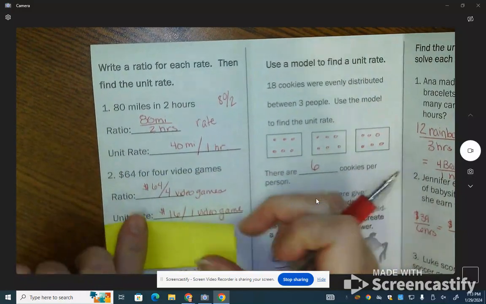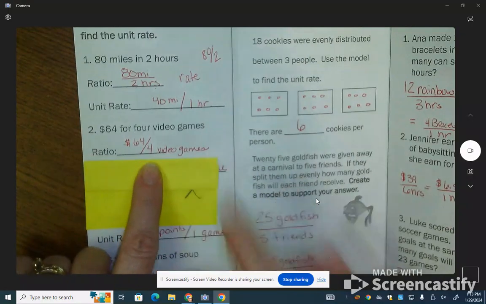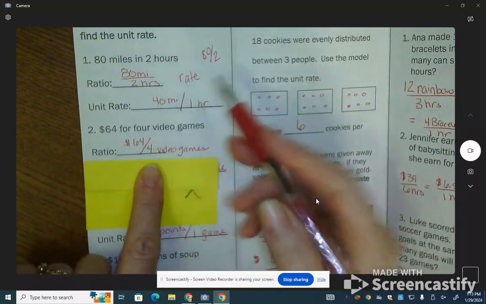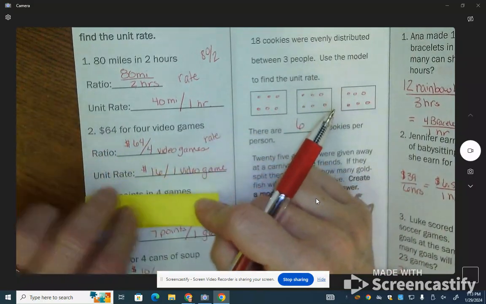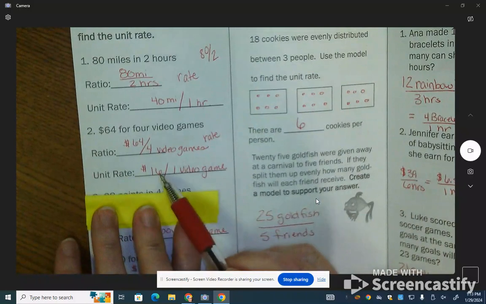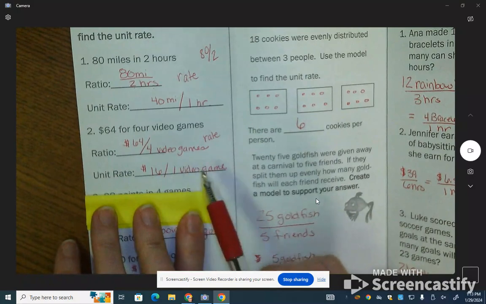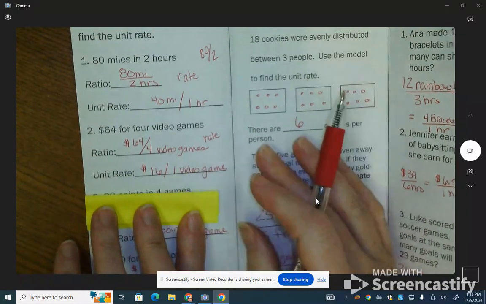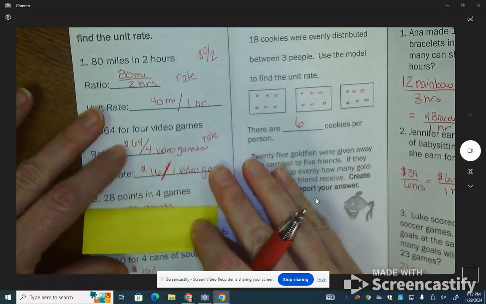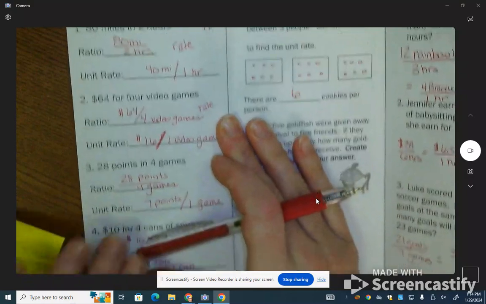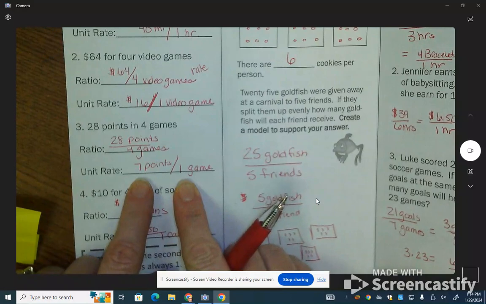In example number 2, we have a ratio of $64 for 4 video games, and I would write it as a rate with labels, dollars to video games. Divide that out, and you get a unit rate of $16 for 1 video game, $16 per video game, $16 for each video game. So that's how those labels come into play, okay? The last one is 28 points in 4 games. There is our rate. Then we divide it out and you get 7 points per game.